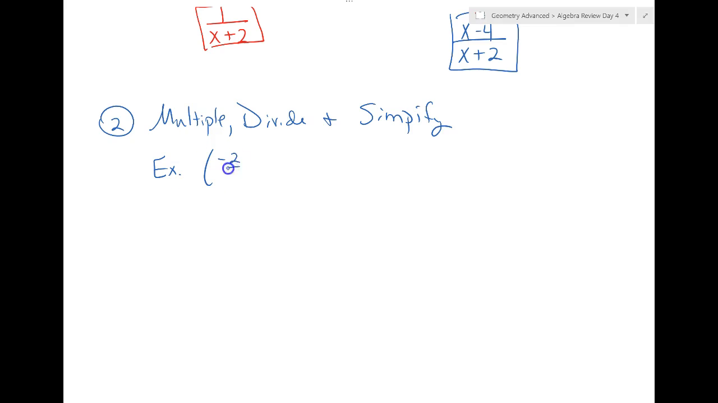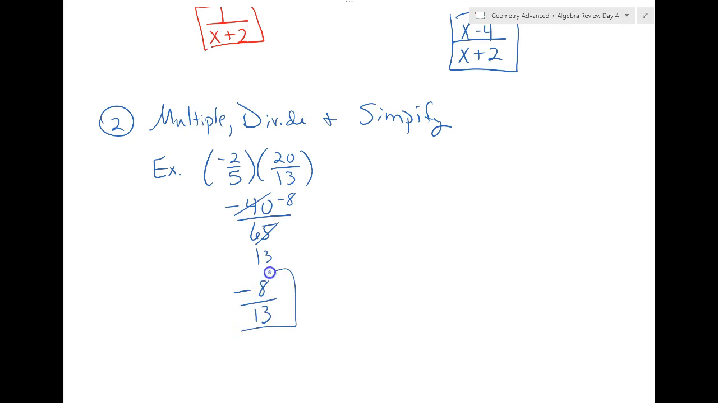What if I'm multiplying two fractions, like negative 2/5 and 20 over 13? What if I was simplifying those? Well, one thing that I could do is multiply numerators together, denominators together. So I end up getting a negative 40 over 65. Then you look to see if there's anything you can simplify more. And remember, 5 can come out of both. So this would be 13, and that would be a negative 8. So my reduced fraction is a negative 8 over 13.